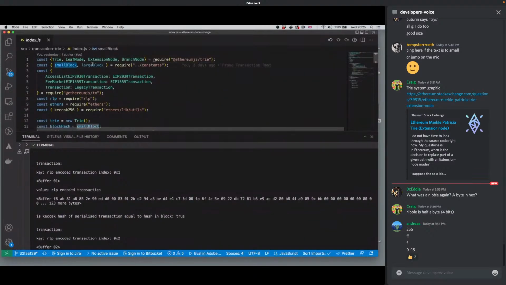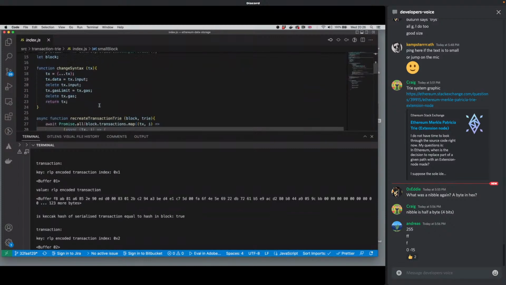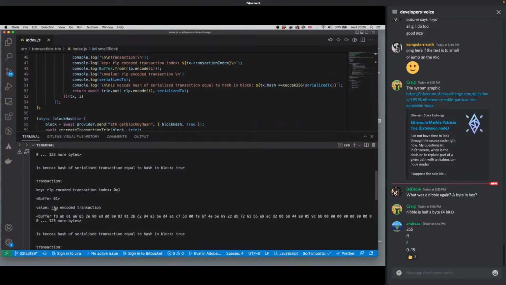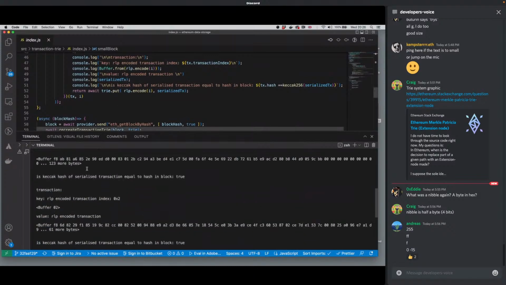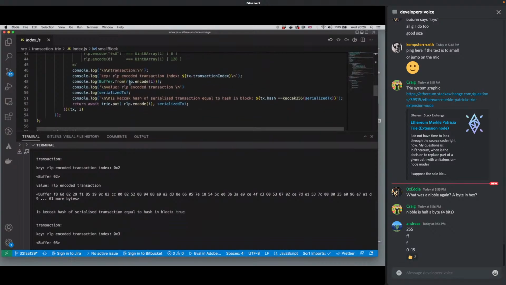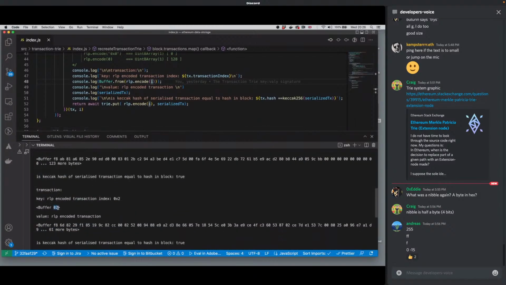I have two example blocks: a small block and a large block. The small block just happened to have 4 transactions in it, so it's much easier to grok through the Trie and see what it is. The large one has a lot more information, so if you want to investigate it, you can. The buffer, the RLP encoded key effectively, is buffer from RLP encode 0, which is 02. Yeah, okay. They're in that rule 1 range. They don't require an extra hex.